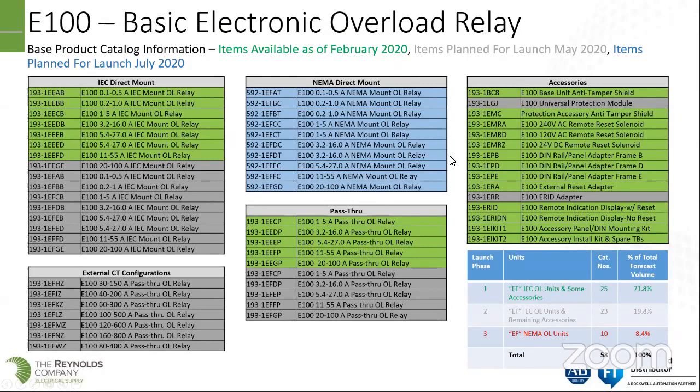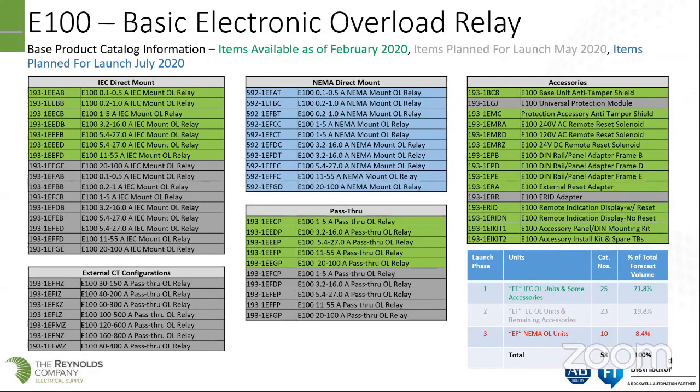So the E100 was actually made available in February of this year. It was introduced at Automation Fair last year. The items that are on the screen right now are currently shipping from the factory. So basically, it's all the basic versions up to 55 amp for both IEC direct mount and pass through. Those versions are currently shipping.